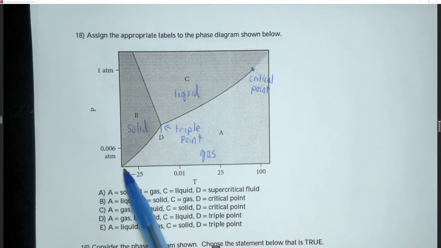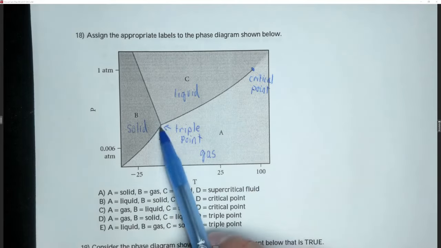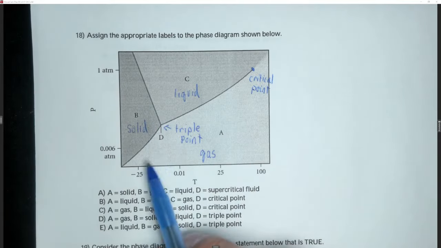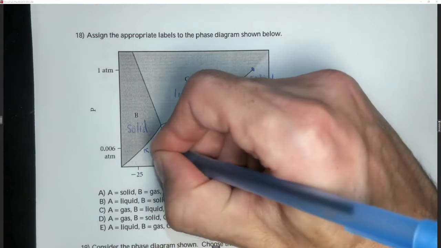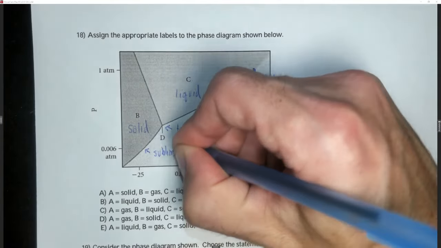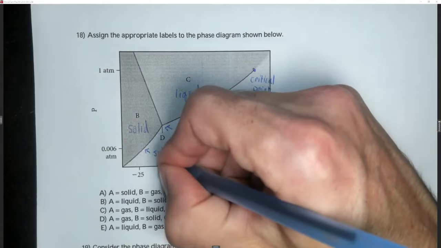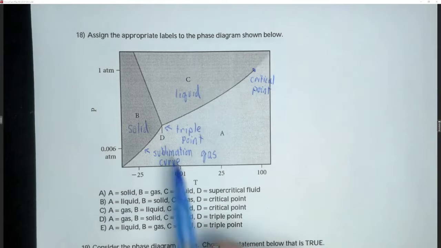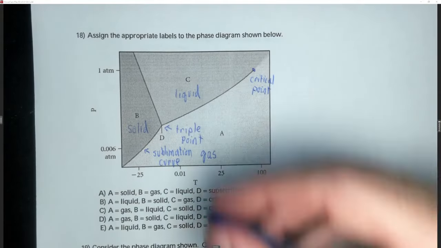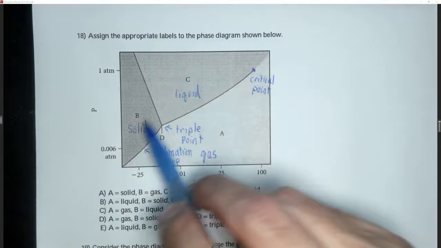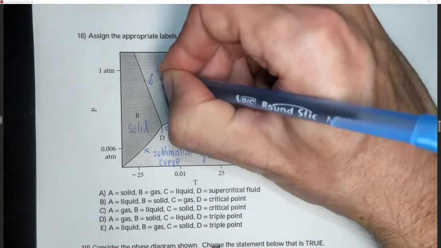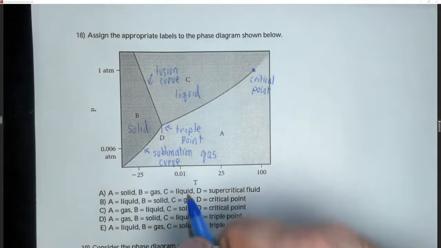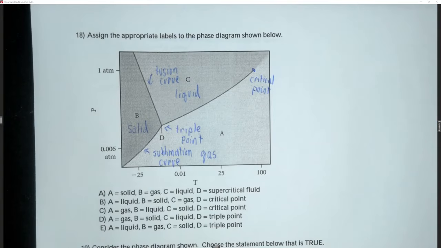We also have these three curves. I know I'm doing more than the question says. The boundary between the solid and the gas is called the sublimation curve, because solid to gas is subliming. The boundary between the solid and the liquid is called the fusion curve, and fusion is just another word for melting. So this is the fusion curve.